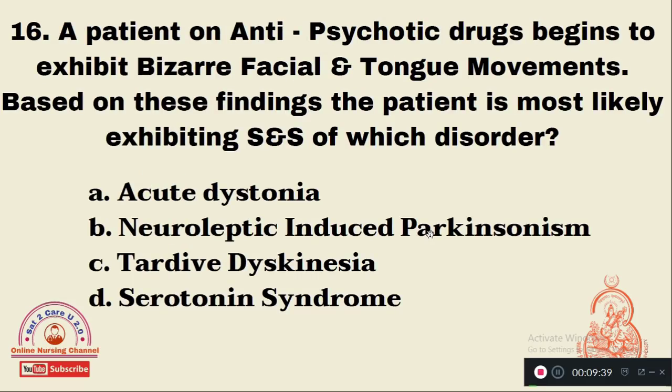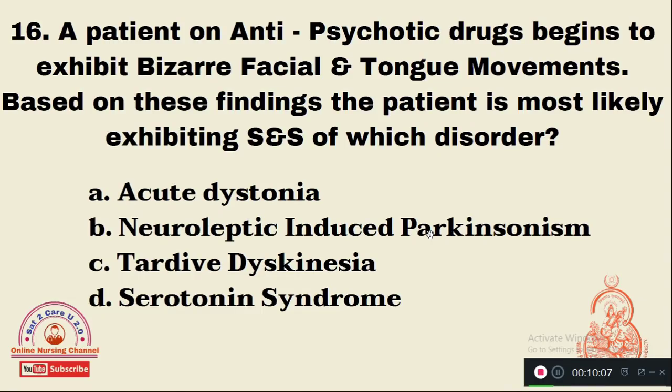Question number 16. A patient on antipsychotic drug begins to exhibit bizarre facial and tongue movements. Based on these findings, the patient is most likely exhibiting signs and symptoms of which disorder? Option A. Acute dystonia. B. Neuroleptic induced Parkinsonism. Option C.